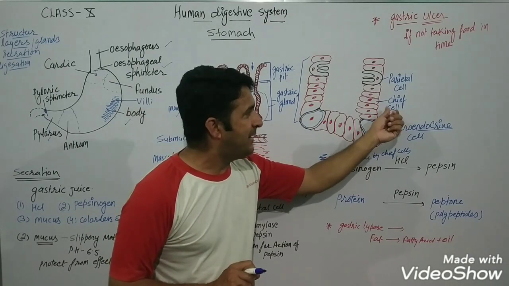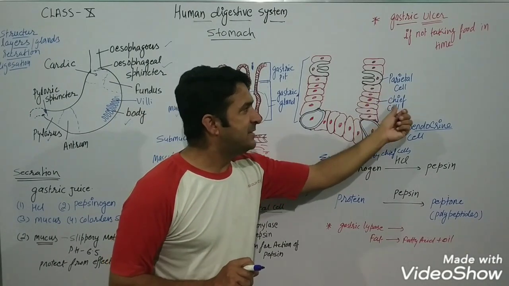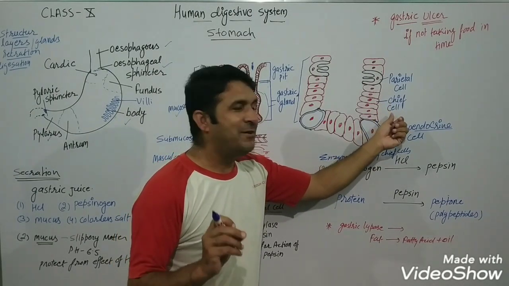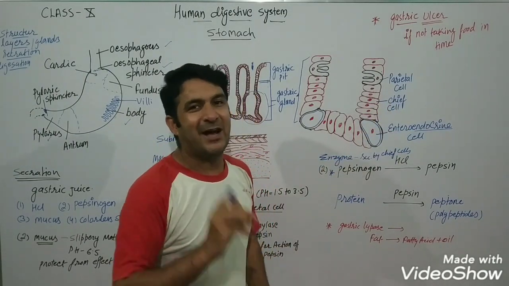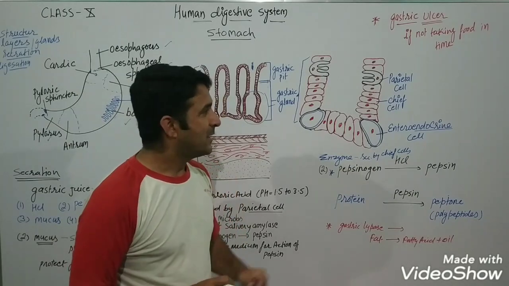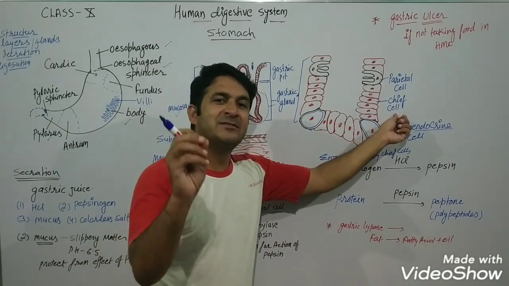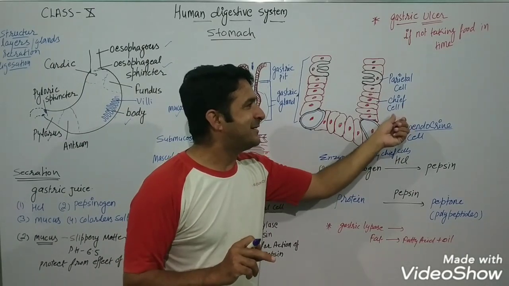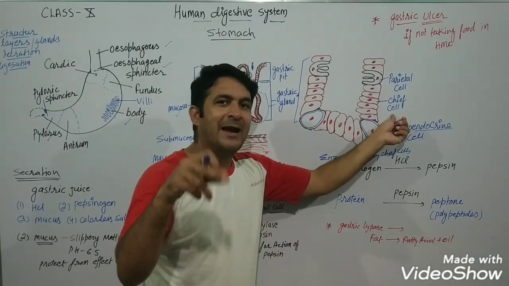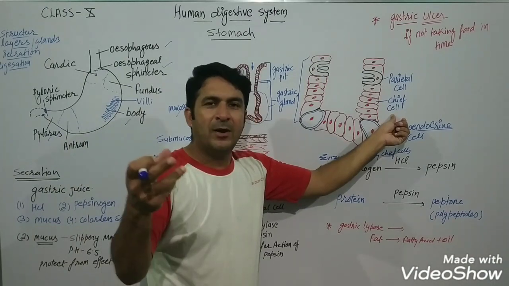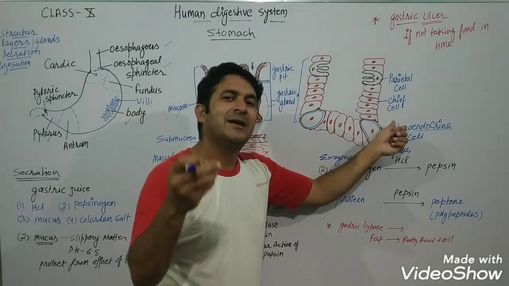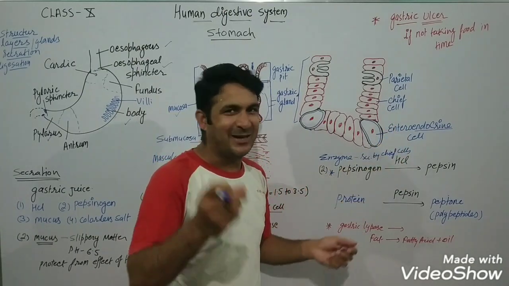Here you can see after it these red colored cells. These are called chief cells. Chief cells have the function to secrete enzyme. This will secrete the stomach enzyme which you call pepsin. Although it secretes pepsinogen and that converts into pepsin, how it takes place, I will teach you. So chief cells secrete stomach enzymes.